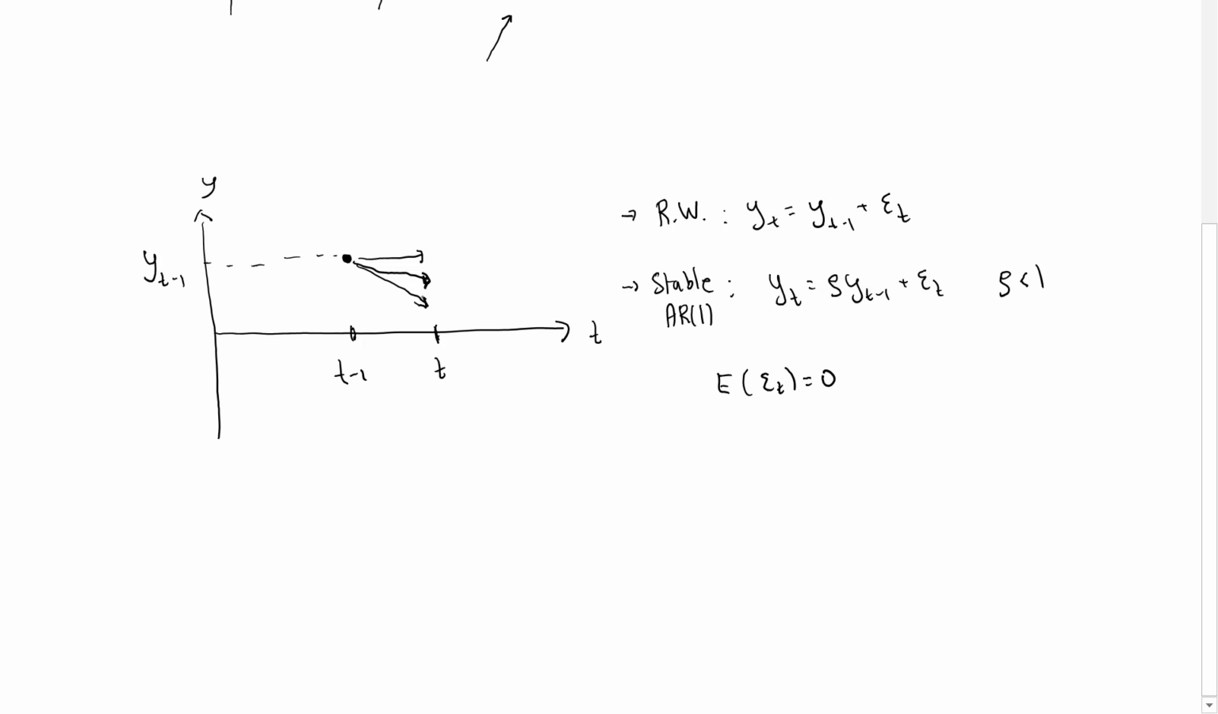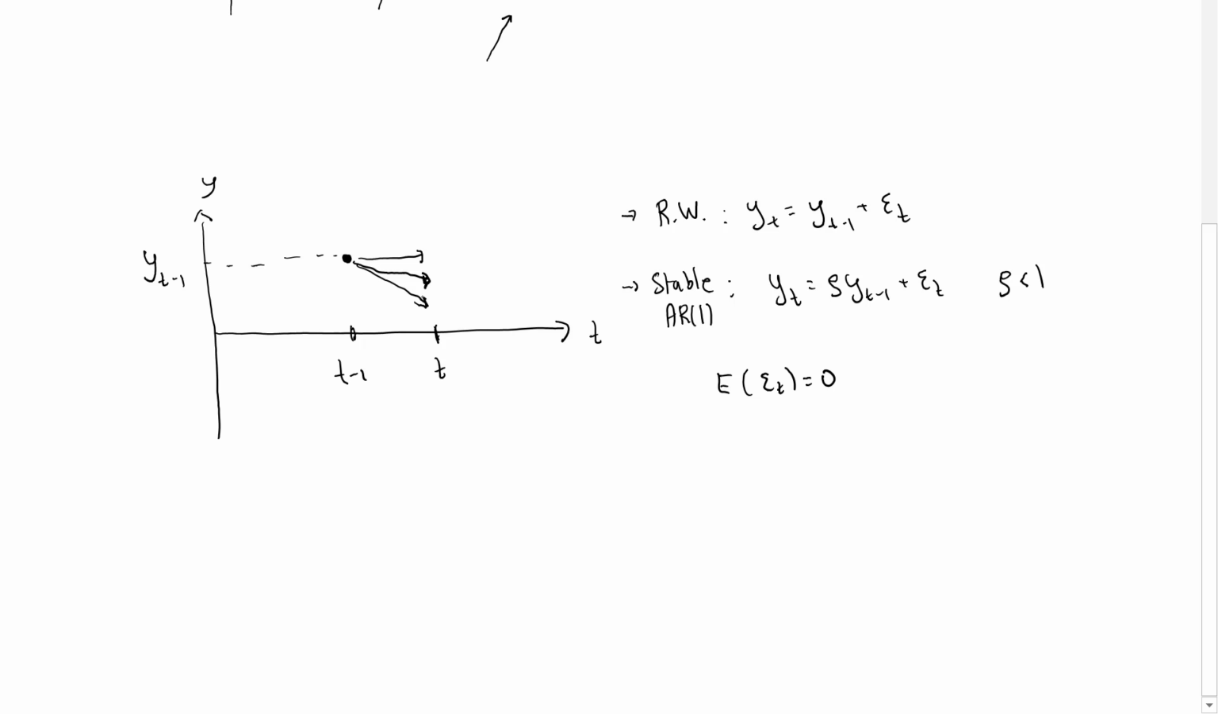There is what we call a mean reversion, a tendency for the process to revert to its mean, which for the stable AR1 process is 0. For the random walk process, on the other hand, there is no mean reversion, and that is the key difference between the stable case and the non-stable case.